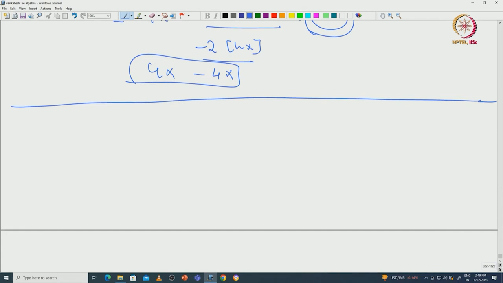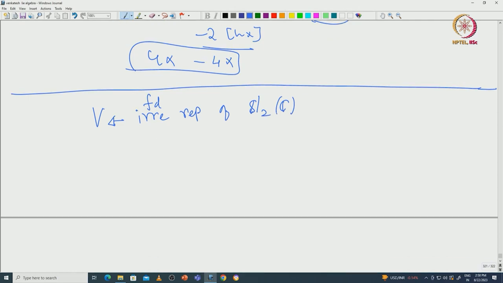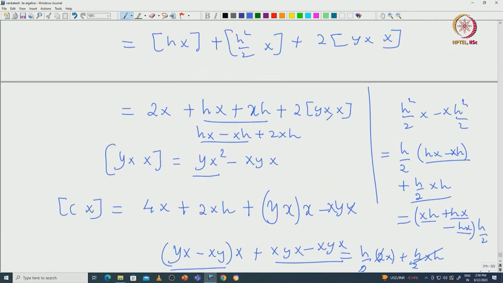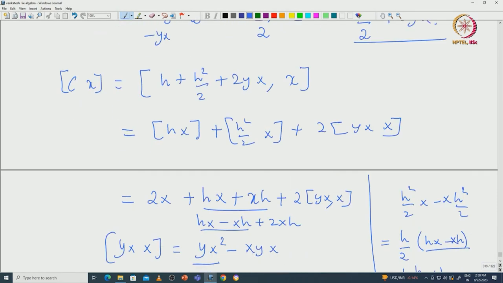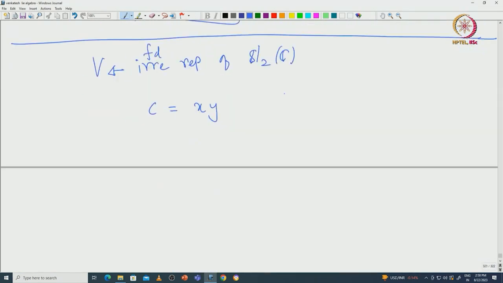So if you start with this irreducible representation, then what happens? If you take a finite dimensional irreducible representation of SL2C, then you can see that this element that we have written, this C, is nothing but what? So this is xy, okay, let me recall this new version. So this is xy plus yx plus h squared by 2. So that is our new element. Maybe we can write it as this also, not a problem: xy plus yx plus this h squared by 2, okay.